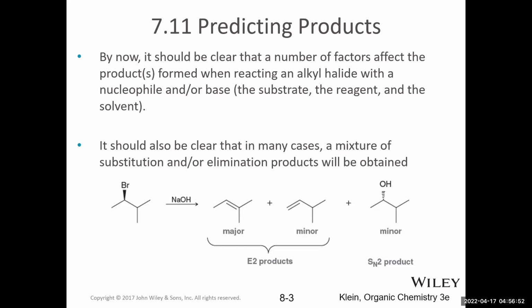So by now, it's probably clear that in many cases, a mixture of products will be obtained, specifically a mixture of substitution and elimination products are often obtained in a reaction. Of course, organic chemists never want a mixture of products. We only want one product. So reactions that produce only one product are considered more ideal than others, right? But oftentimes a mixture does occur and we would have to separate that mixture.